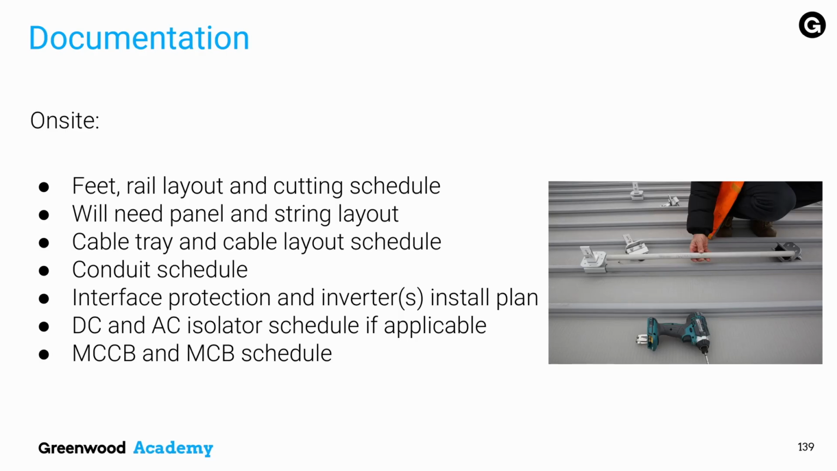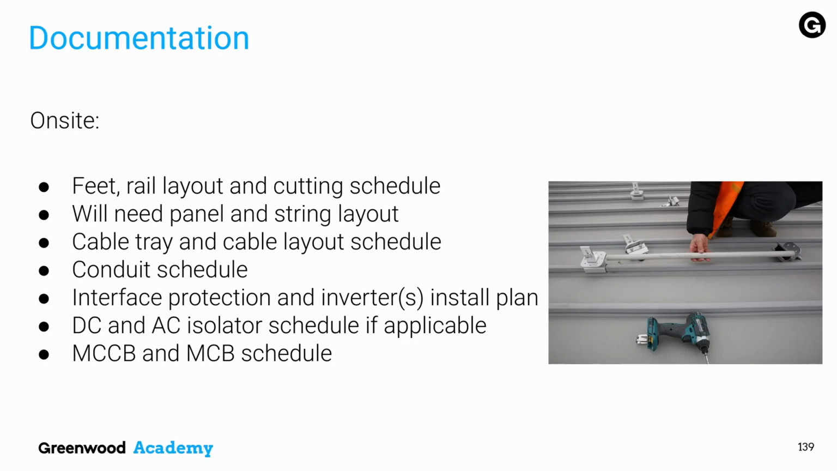So, cutting schedules, panel and string layout, cable tray and cable tray layout, conduit schedules, right? Interface protection, where the installers go, DC and AC isolator schedule if applicable. Now, if you're within 3 metres of the board, you don't have to use an AC isolator. You can get away with just using a breaker in, say, the interface protection, no AC isolator. That's a bit of a change there.